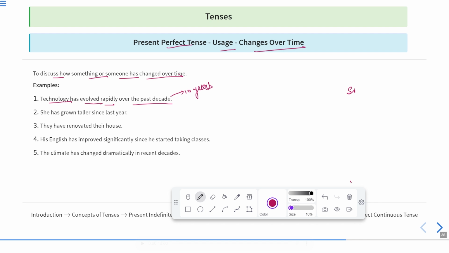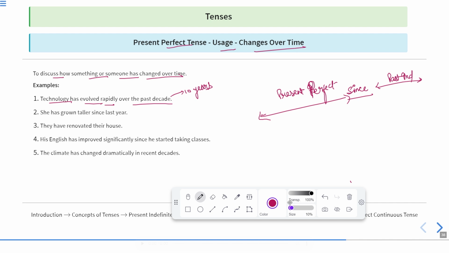Now, whenever we use the word since, in the case of since, one sentence is written in past indefinite tense and the remaining part is written in present perfect tense. This is the special rule with since. Okay, present perfect tense. Sorry, not indefinite. This is perfect tense.